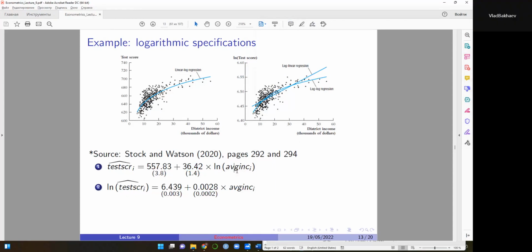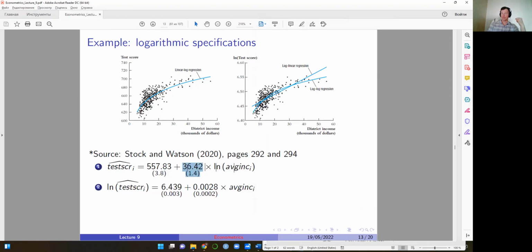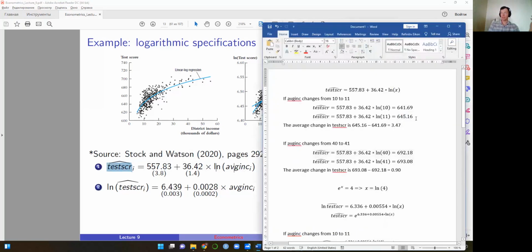Okay. But in the example we did a 10% change, right? Yes, but we are not using this 10% change with the help of the coefficient. We are using this directly. I plugged in 10, I plugged in 11, and I calculated the test score change directly. And directly, this calculation gave me this result, 3.47.